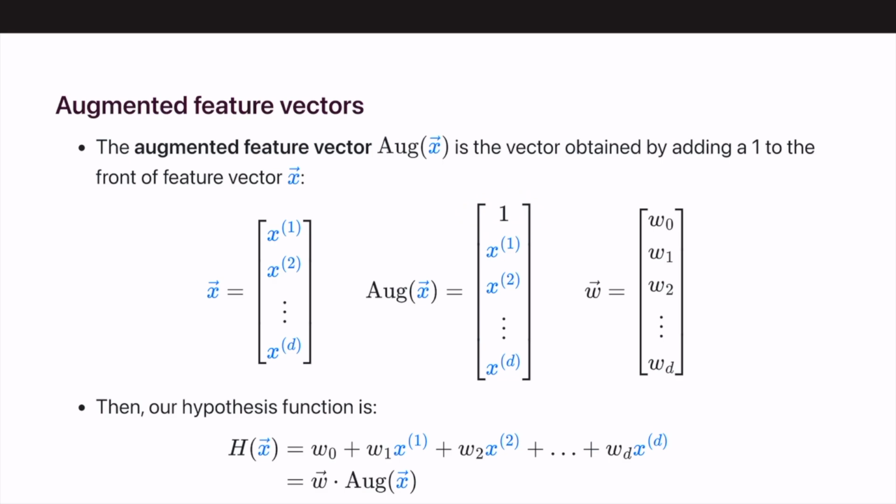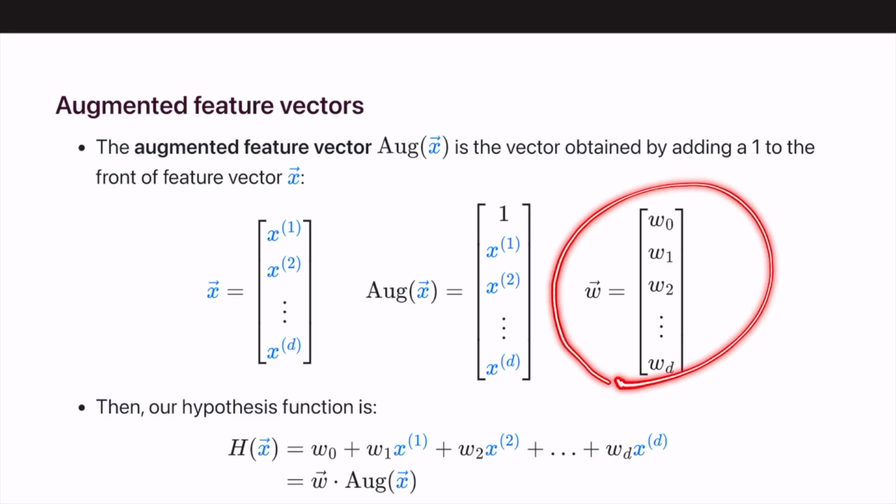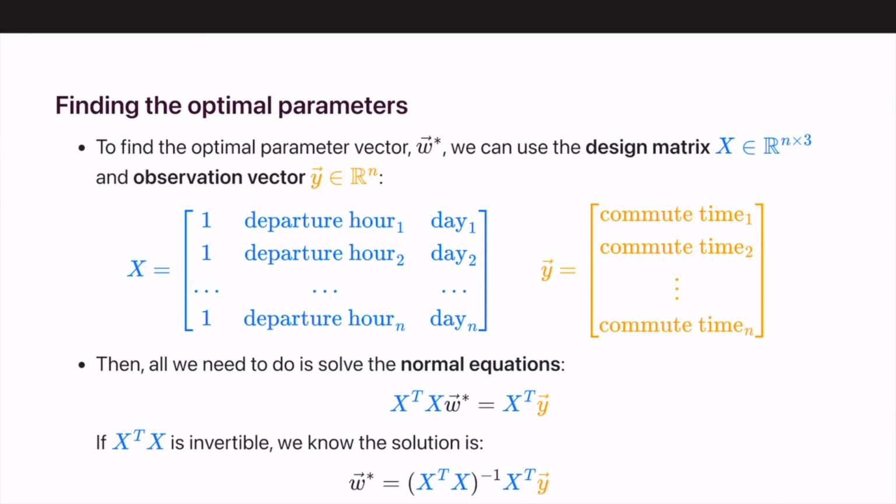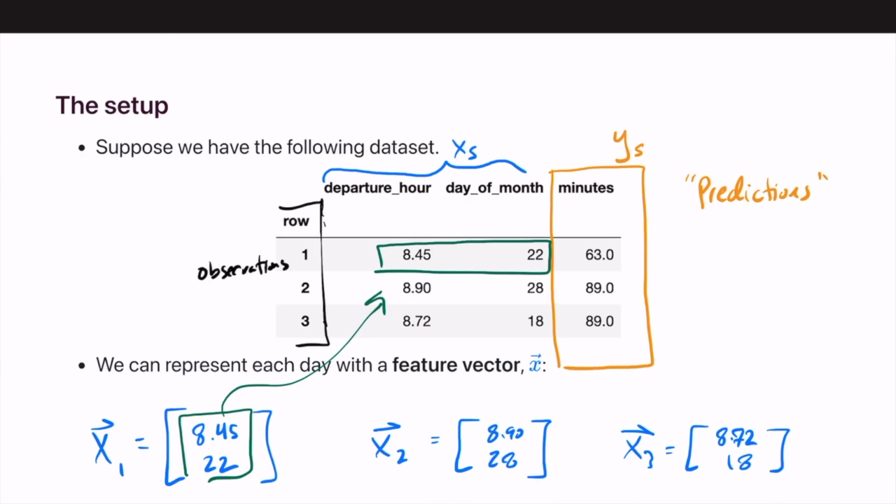We can't very easily do our parameter vector dot product with our feature vector. So we just add the 1 there, because the 1 from our design matrix isn't a feature per se. There is no feature in our training data set like that. This is our training data set: departure hour, day of month, and then the y's are minutes. There's no 1s here. 1s isn't data we've collected.